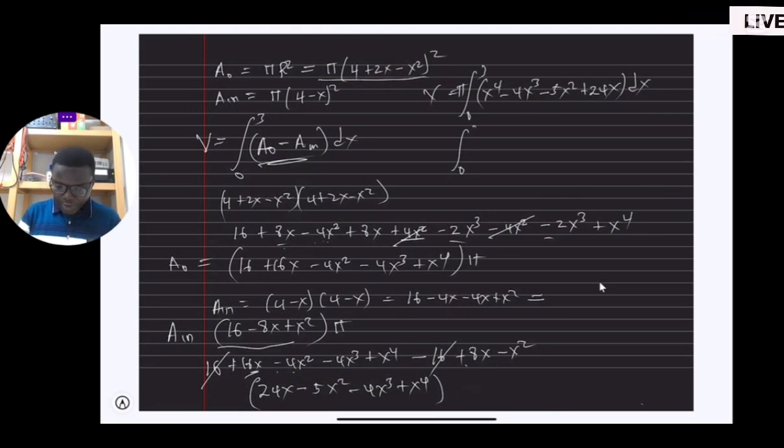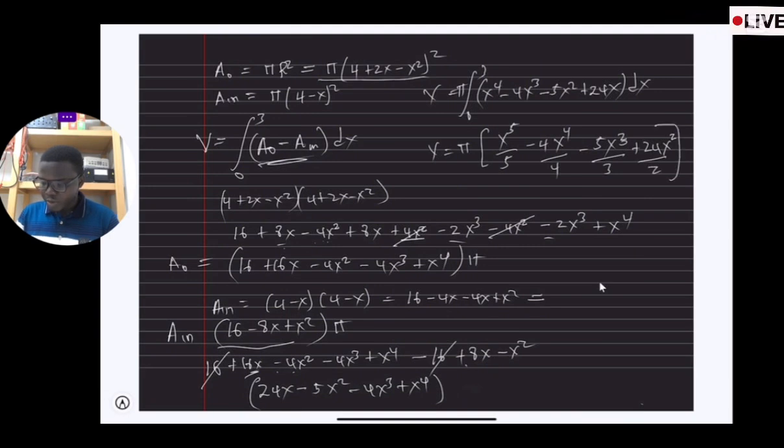Now let's start the integration straight away. The integration is going to be V equal to pi times x to the power 5 over 5, minus 4x to the power 4 over 4, minus 5x to the power 3 over 3, plus 24x to the power 2 over 2, and the limit of integration from 0 to 3, right?